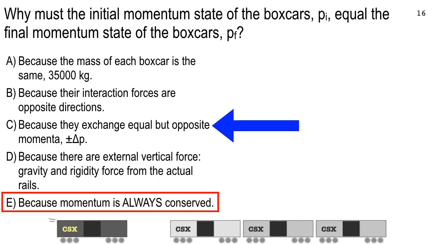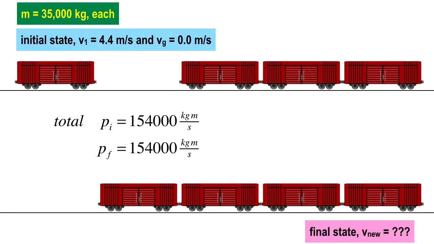Now let's get back to our calculation. The final momentum, P subscript F, is 154,000 kilogram meters per second, and that is because of conservation of momentum. Now we've got a new grouping, a new set of boxcars, and they're all moving as one. That's the way boxcars will behave. If you get them all hooked together and give them a push, they'll all move off together at the same speed.